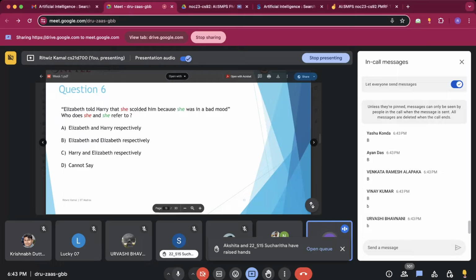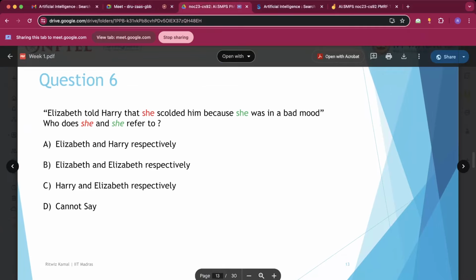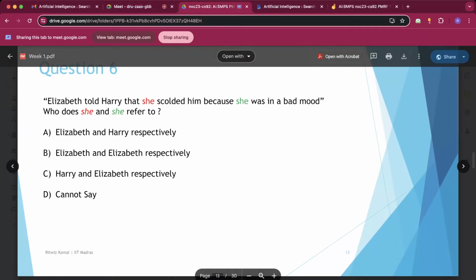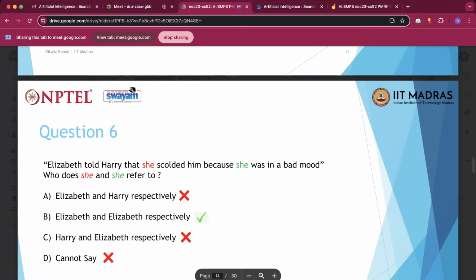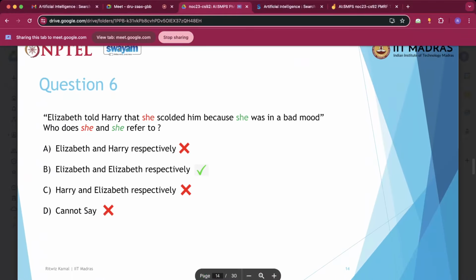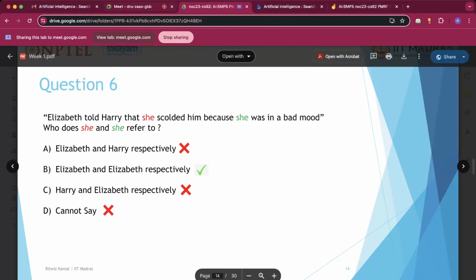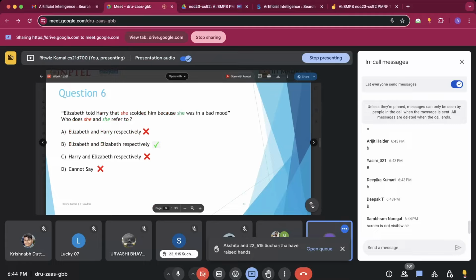Here it's very clear that it's B, right? Because we assume that Harry is a boy. So we can say for sure that the person who is scolding and the person who is in a bad mood is the same person, and that person is Elizabeth herself. So here option B is the correct option. Here we can very easily resolve the ambiguity because of the way the sentence is constructed.